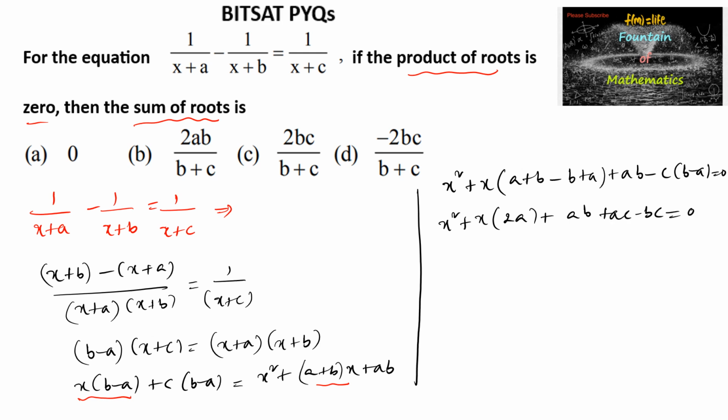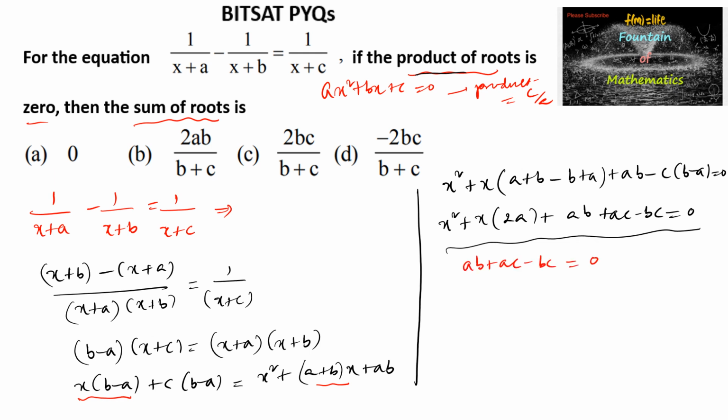So we got a quadratic equation, and here it is given that the product of the roots is 0. For a quadratic equation ax square plus bx plus c is equal to 0, the product of the roots is c upon a. So we can write ab plus ac minus bc is equal to 0, or we can also consider a times (b plus c) is equal to bc, or we can say a is equal to bc upon b plus c.